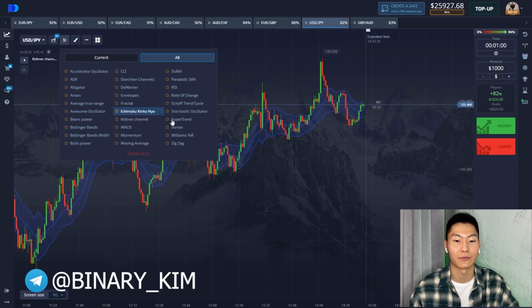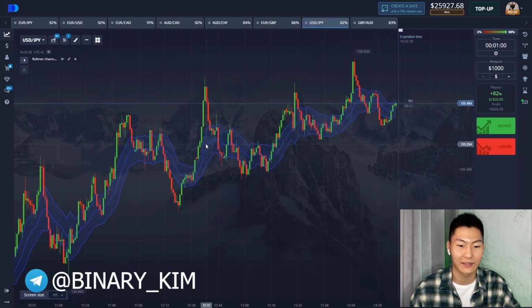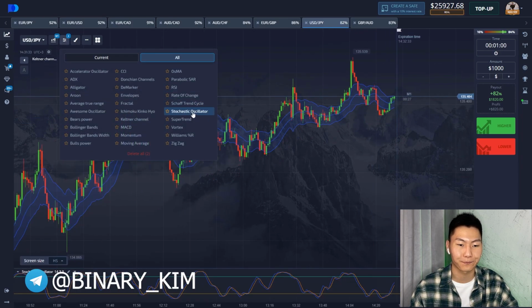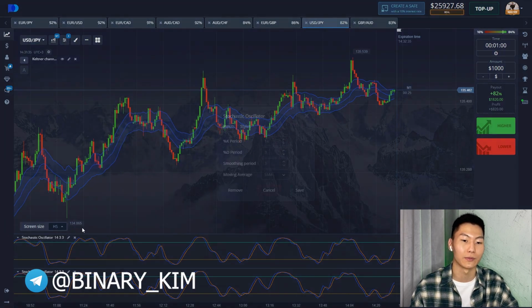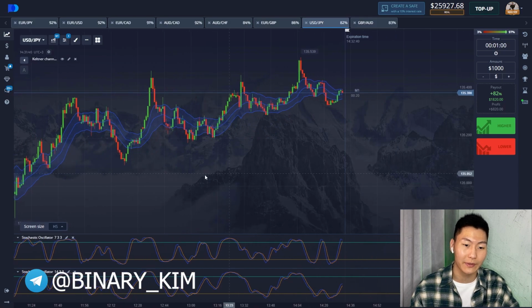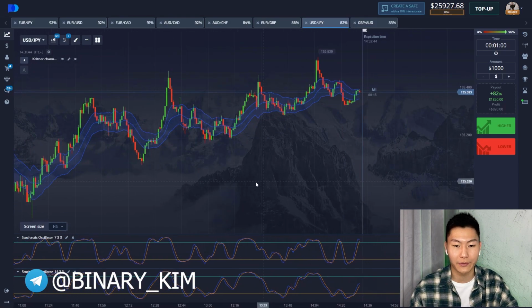Today we are going to use the following indicators. The first one is the Gazan channel. We keep its settings as they are. They work out perfectly on a 1 minute time frame. And we are going to add two stochastic indicators. The first one is going to be with the period of 7, and we keep the second one with a period of 14.